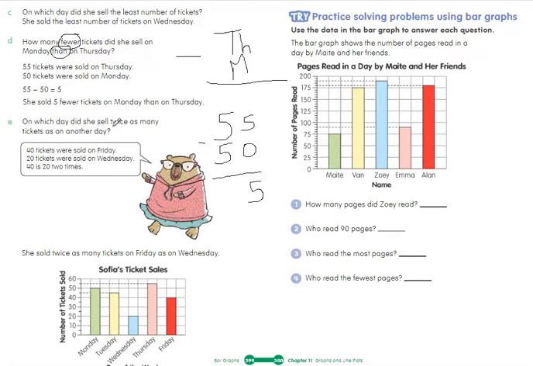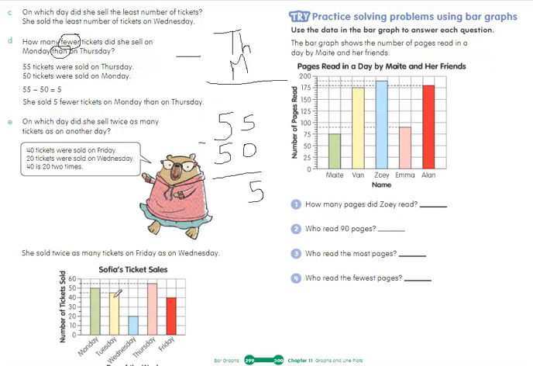On which day did she sell twice as many tickets as on another day? So twice as many means that whatever number you have, if you were to add it to itself, you would get the next number. Or if you were to multiply one of these numbers or one of these values by 2, you would get another value that's on the bar graph. So let's see. Well, if I have Monday, if I multiply 50 times 2, that's 100, and this graph doesn't go that far, so it can't be that day.